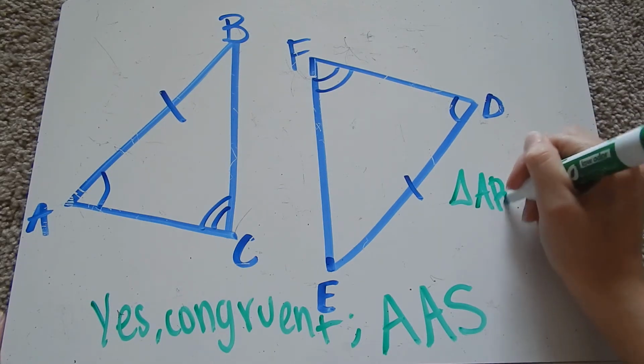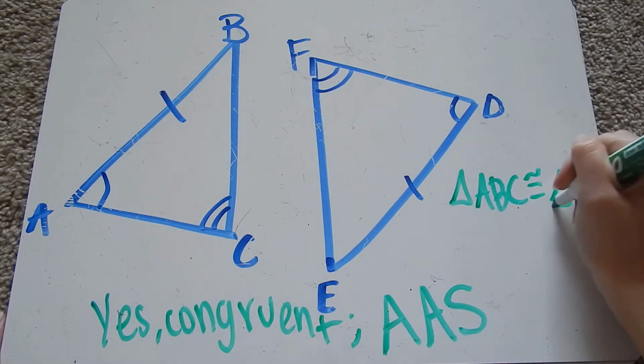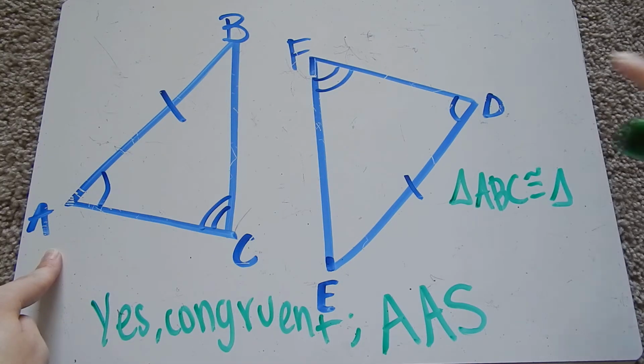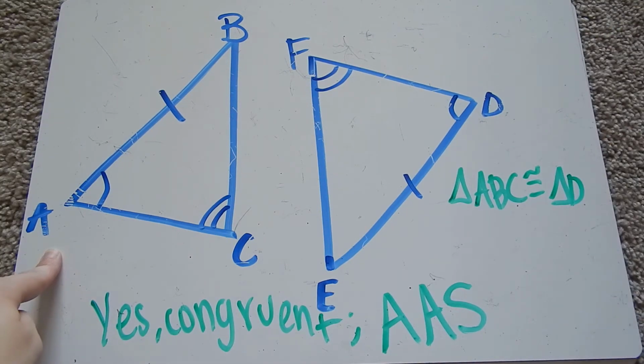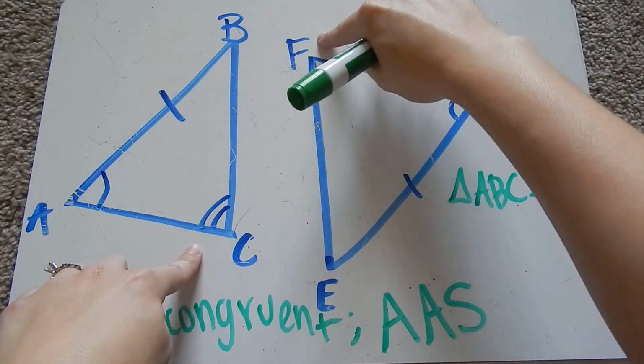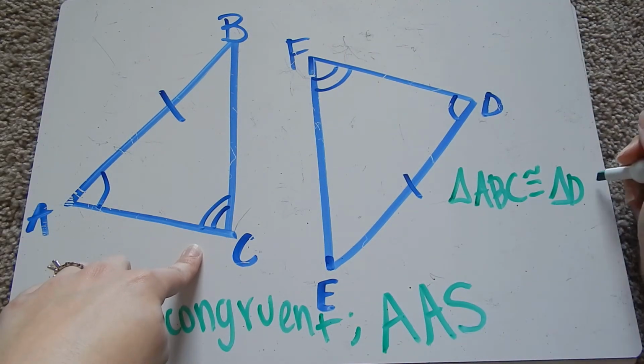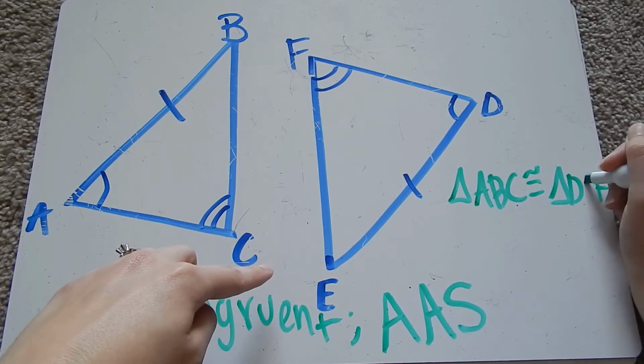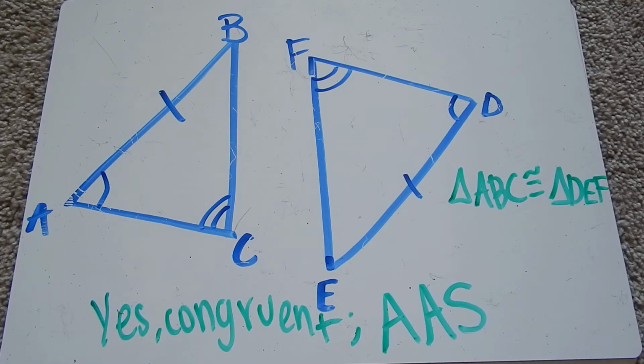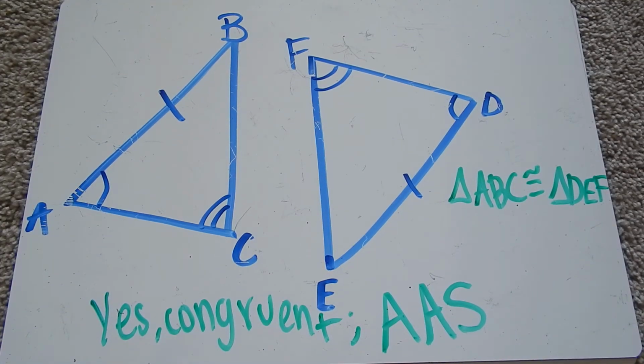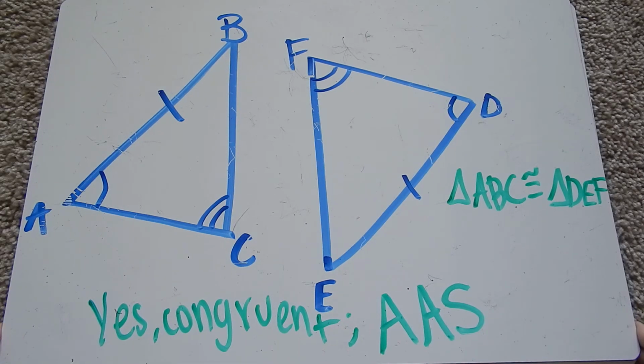Okay, and now let's label out our triangles, our congruency statement. So I'm just going to label this first one ABC. Angle A is congruent to D, so D is going to go there. C is congruent to F, so where C is, F will be, which makes E in the middle. Okay, so triangle ABC is congruent to triangle DEF by angle, angle, side.